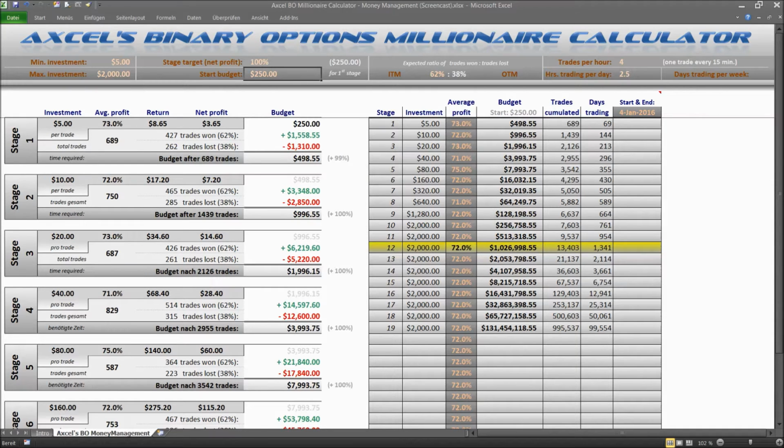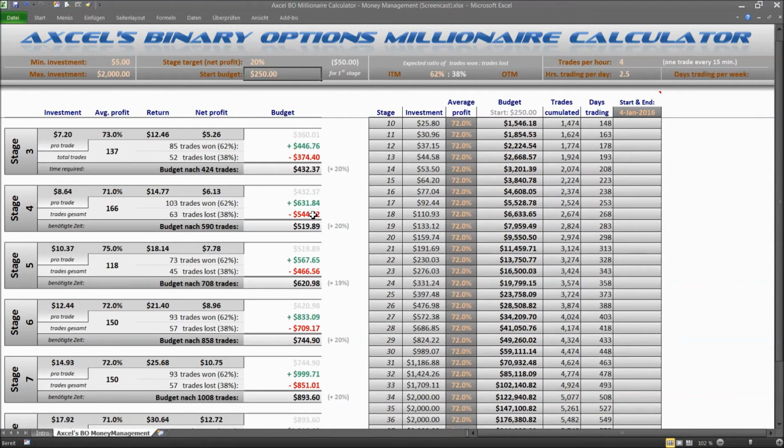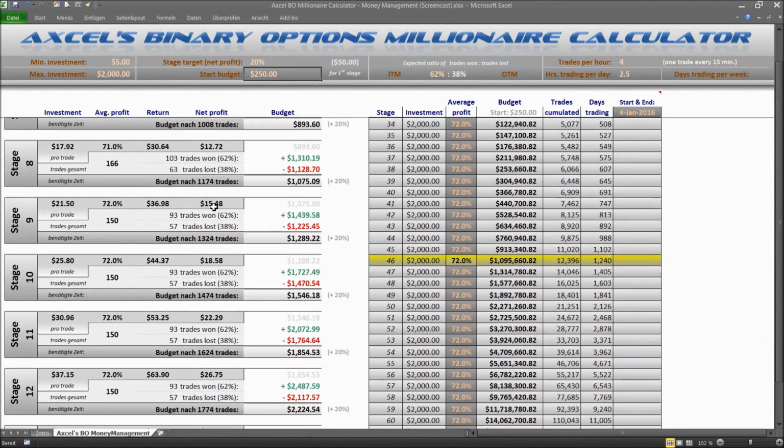But that value is actually quite high. You don't have to double up your budget. You can start to increase your investment already way earlier. So I go ahead and enter 20%, and I think that gives a better and more reasonable strategy here. And looking at the first stage, you start out with $250 and you trade until you hit your $300 mark, and then you start to invest more per trade, so you go from $5 then to $6. And yeah, you can see the result for every stage here in a detailed form.